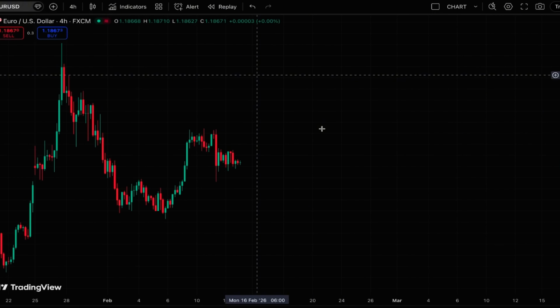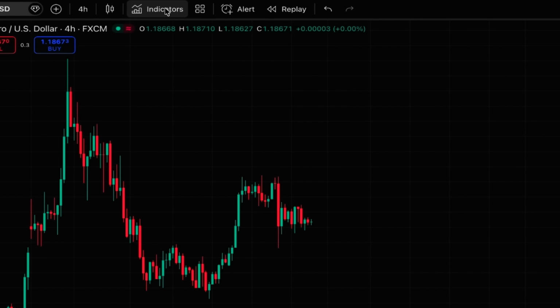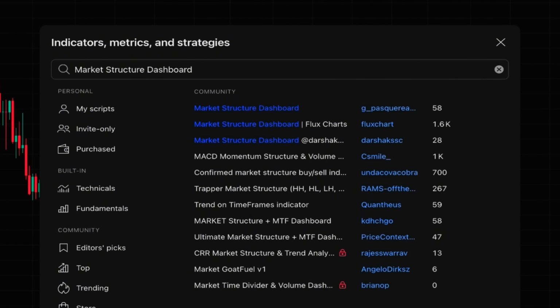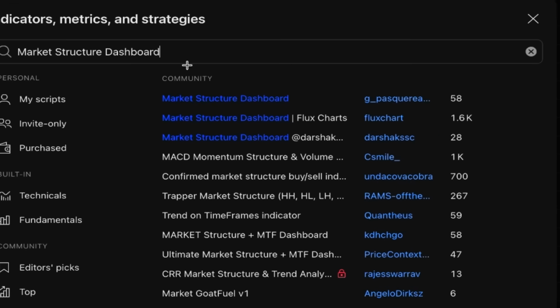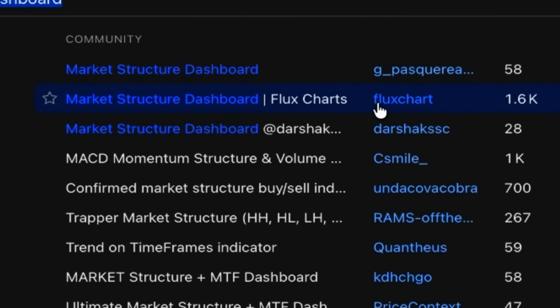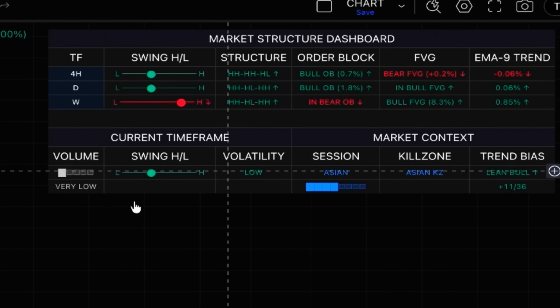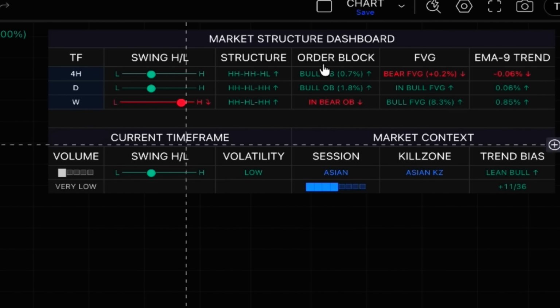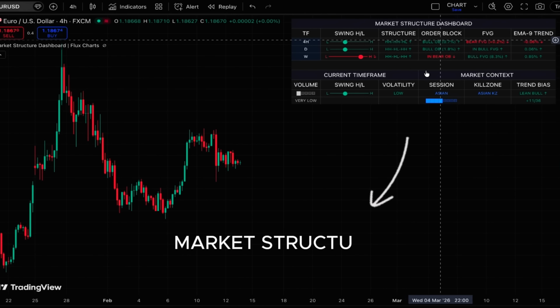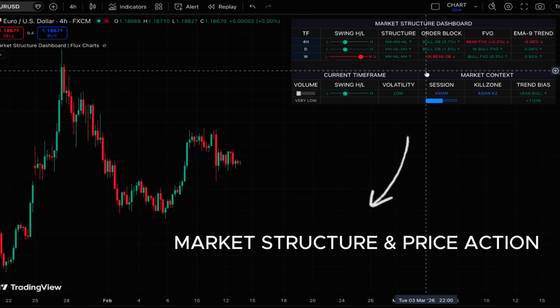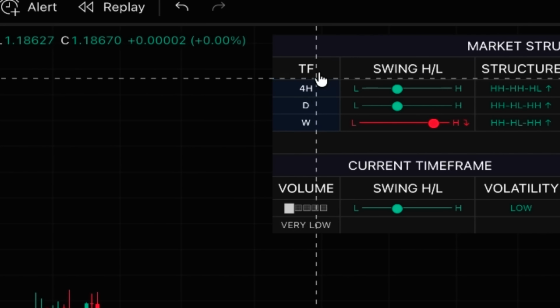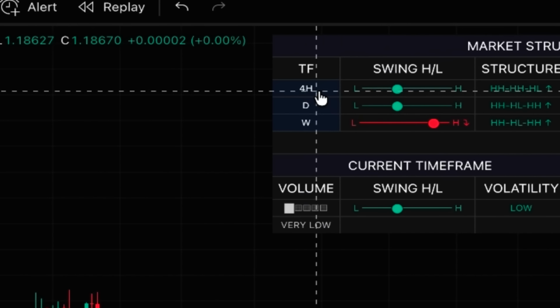Alright, on TradingView platform, here we click on indicators and we search market structure dashboard, this one, which is written by Flux Chart. Alright, as you can see, a dashboard is added to our chart here. There are lots of information here, but don't worry, I will completely explain everything. This dashboard provides some information related to market structure and price action concepts, and it has the ability to show them independently for different time frames.